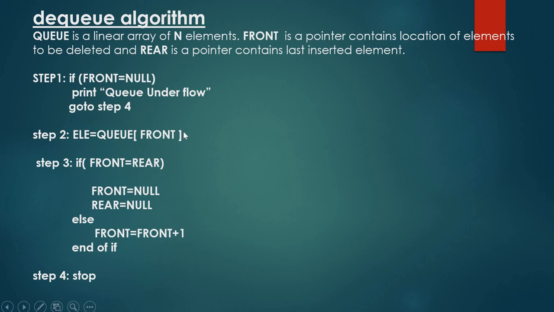Then we need to store the front element in the variable ELE. After that, we need to check if there is one and only one element in the queue. If there is one and only one element, after deleting that element, the queue will be empty. Empty queue means front equal to null, rear is equal to null. In all other cases, the front pointer is incremented by 1.